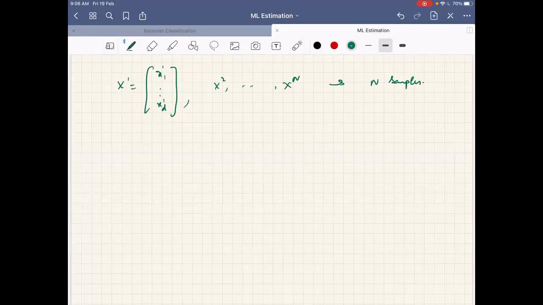For a classification problem, among these n samples, all may not belong to a single class. So for example, x1 to say xm, where m is less than n, belongs to omega 1, class A, just for our convenience. Xm plus 1 to xn belongs to omega 2 class. So here m is less than n anyway. So this is the scenario.